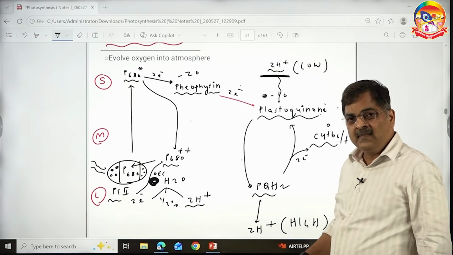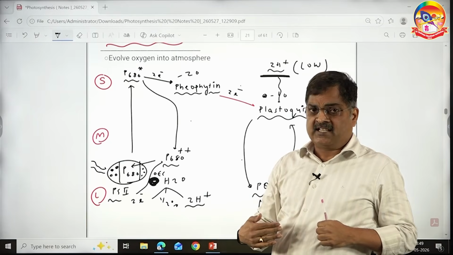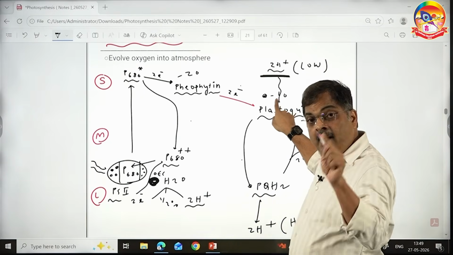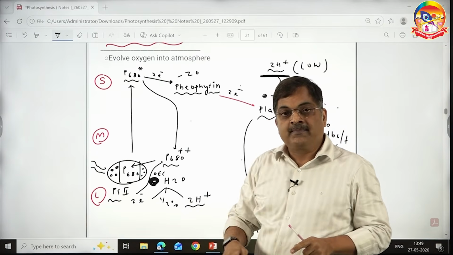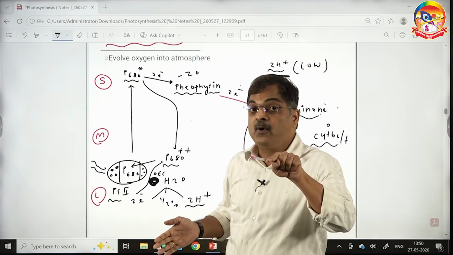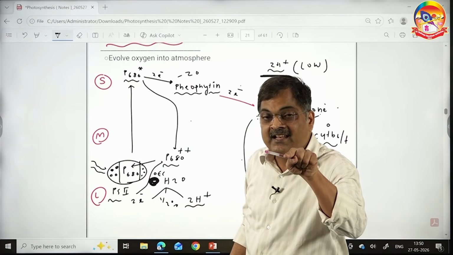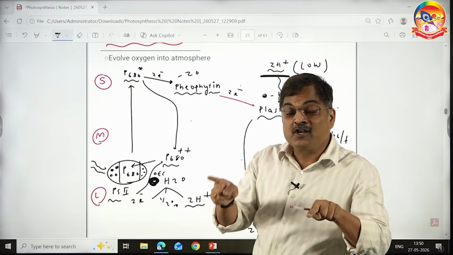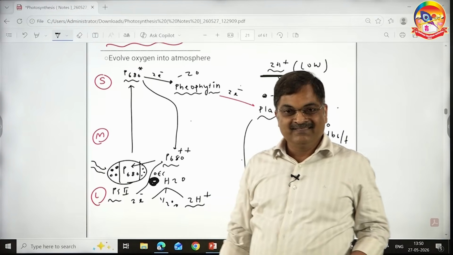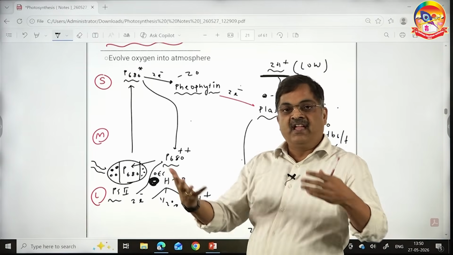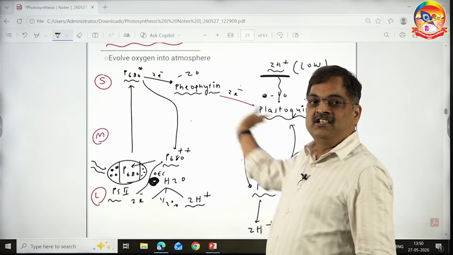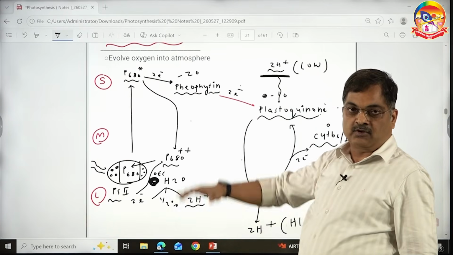Agreed? If I take a difference of redox potentials, listen carefully, minus 10 minus minus 20 comes to plus 10. Now you understood the difference of redox potentials is positive. And what did you study in chemistry? If the difference of redox potential is positive, free energy will be negative. Yes or no? And you know that when the free energy is negative, it is an energy releasing process. That is the reason energy is released in this downhill movement of electrons.